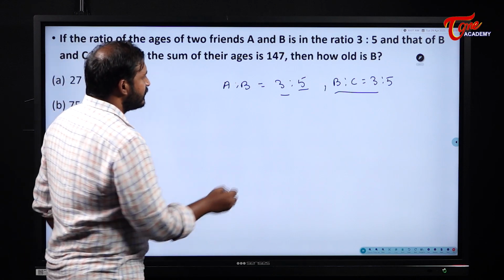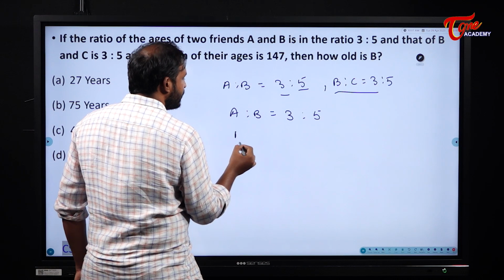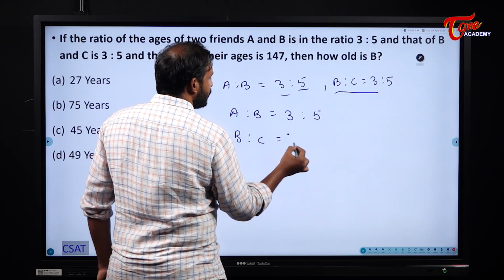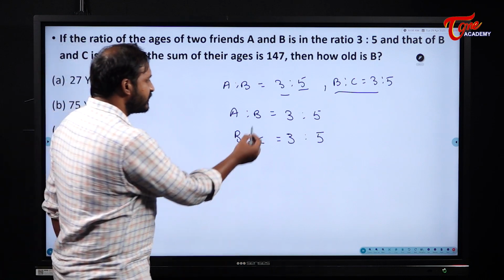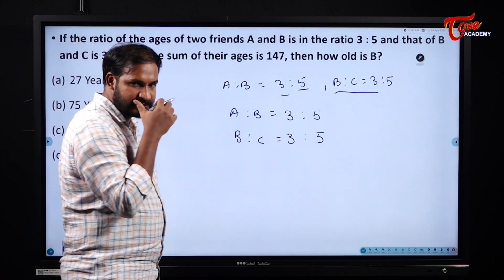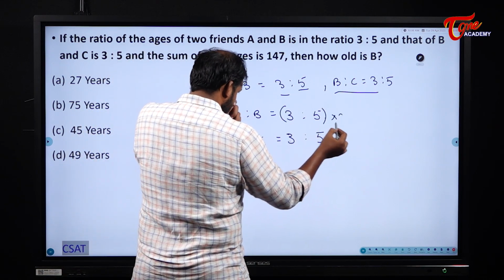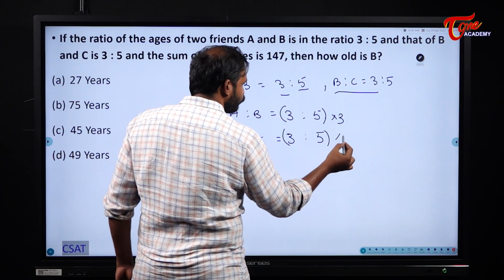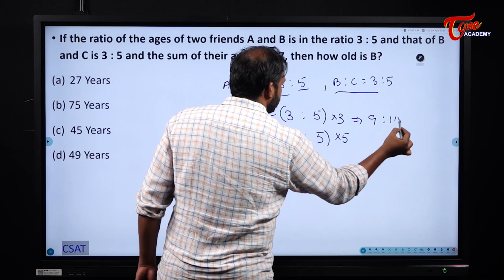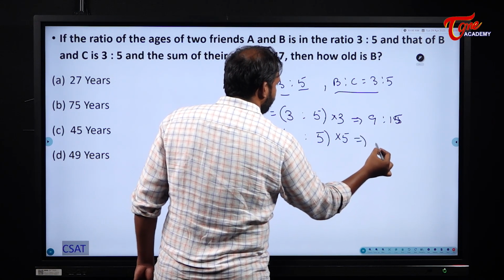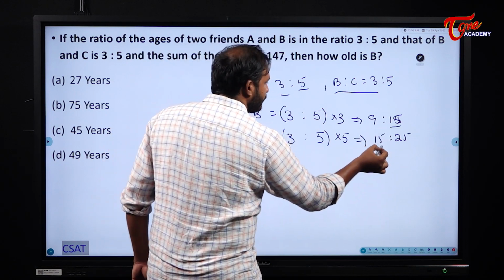Now we will try to solve the same here. A is to B is what here? 3:5. What is B is to C here? 3:5. B is to C is also 3:5. What is B's portion here? 5 parts. What is B's portion here? 3 parts. So to equalize this, I will multiply this by 3 and this by 5. So what happens to the new ratios? 9:15 and 15:25. Now B's portion here and here are equal, 15 and 15.